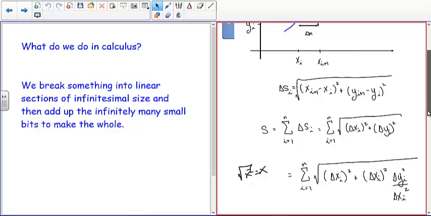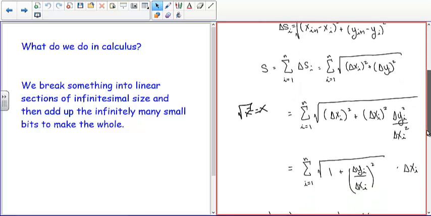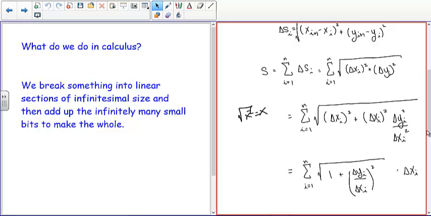Okay. Now, what we can do here is take the second term and multiply and divide by delta x sub i. So we're just multiplying by 1, essentially. So we end up with delta x sub i squared plus delta x sub i squared times delta y sub i squared over delta x sub i squared. But you can see we got the same term here, so we should be able to factor that out of the square root. So you can see that's what I've done there. I've factored out delta x sub i because I have delta x sub i squared in here, so when you take it outside of the square root, it just becomes delta x sub i.